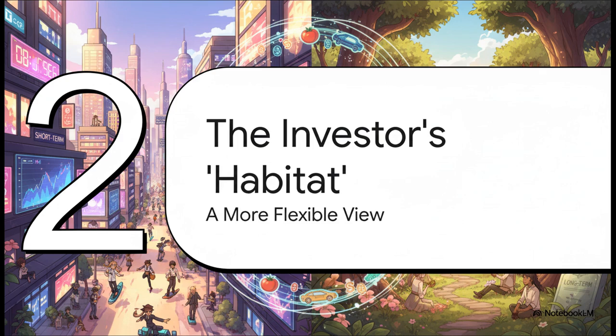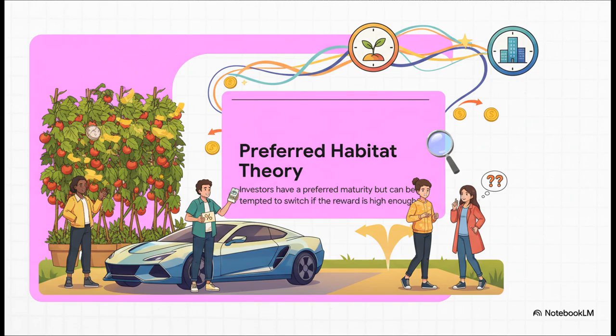Okay, so that first theory was pretty rigid, right? Concrete walls between markets. So let's look at a slightly more flexible version. What if those walls aren't so high? What if they're more like a fence that a really motivated investor could hop over if the prize on the other side was big enough? And this brings us to what's called the preferred habitat theory. It's a really cool idea.